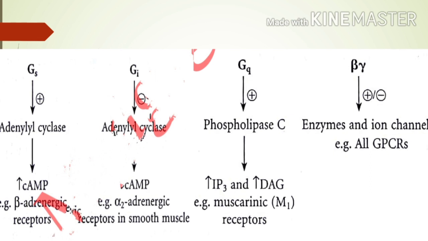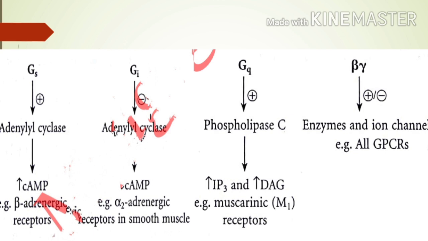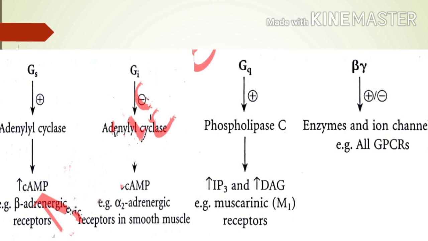Gi inhibits adenylyl cyclase and decreases cyclic AMP. This causes relaxation in smooth muscles in blood vessels, and smooth muscles contain alpha 2 adrenergic receptors. Gq protein stimulates phospholipase C, causing an increase in IP3-DAG. Muscarinic receptors show this type of mechanism, and Go stimulates calcium channels.